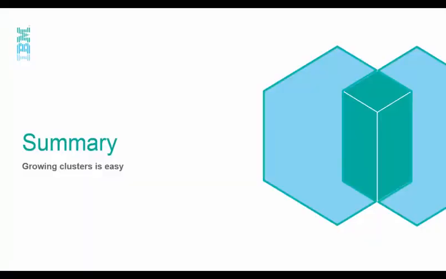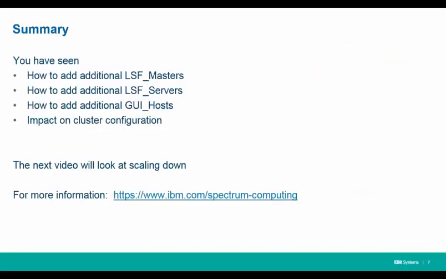Okay, so you've seen how easy it is to add in new machines. You've seen how you can add in additional LSF masters and additional LSF servers, as well as additional LSF GUI hosts. And you've seen what that does to the cluster configuration. In the next video, we'll look at how we actually scale down a cluster. So we'll look at how we would take a machine out of a particular role. And there's, of course, more information available on this website.